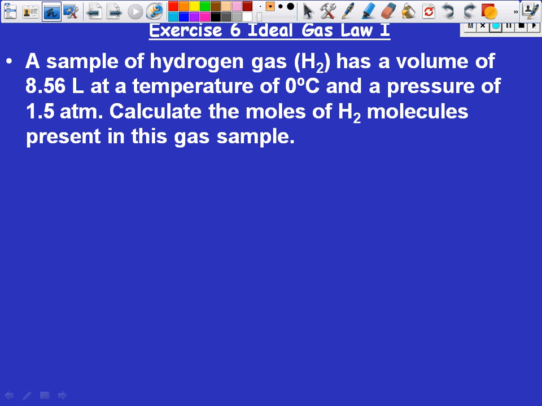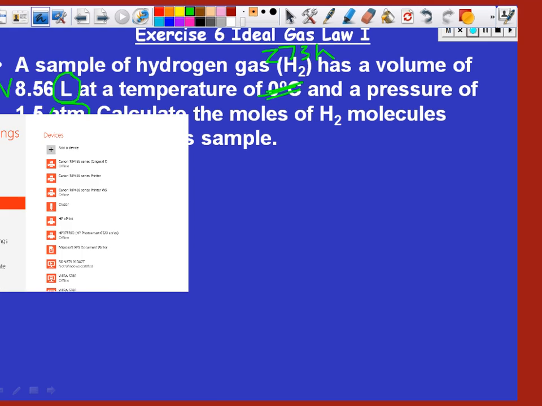All right, so here's our first example of using the gas laws, or ideal gas law. A sample of hydrogen gas has a volume of... all right, so they have just given us V. But remember, what do we always want our units in for volume? Liters. Good. This is going to be easy. At a temperature of 0 Celsius, well, we know we don't want that, so let's go ahead and convert it to Kelvin. So let's say that's 273 Kelvin, and a pressure of 1.5 atm. We know this is a pressure. They've given us atm. That's a good thing.